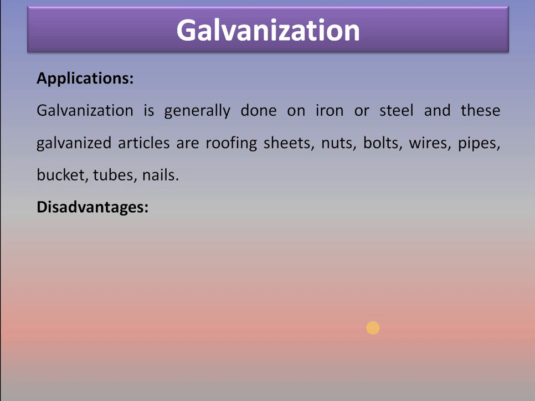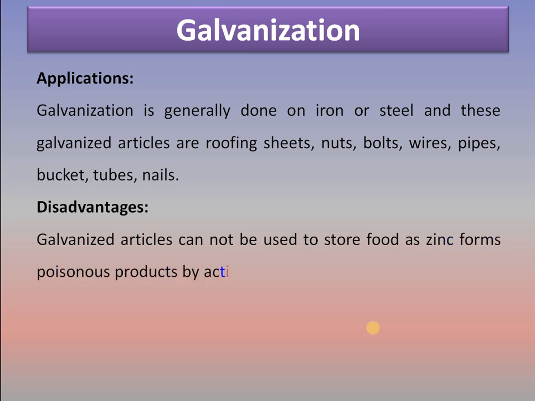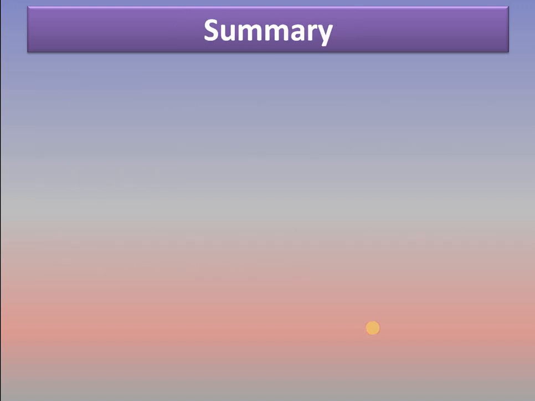Disadvantages of galvanization: a galvanized article cannot be used to store food because zinc has the ability to form poisonous products by the action of food, so it leads to poisoning of the food. Hence galvanized articles cannot be used to store food.